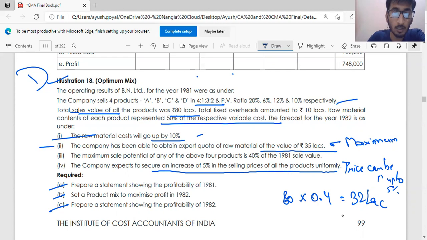And the fourth part is given that company expects to increase 5% in selling price in all products uniformly. So basically an increase in sale price can be 5%. Increase in sale price, just read it carefully, sale price. It is sale price which can be increased. Okay, so let's solve.